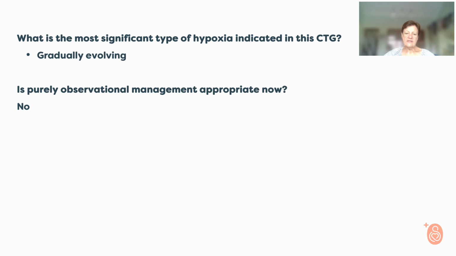Now, if we look at what type of hypoxia this is, it's gradually evolving. Usually in the case of late decelerations, it's gradually evolving. It starts slowly, and over a period of time, the hypoxia develops, and we eventually get the late decelerations with more than 50% of the contractions. And purely observational management is not appropriate now. We need to do much more than just observe. We need to do active resuscitation.